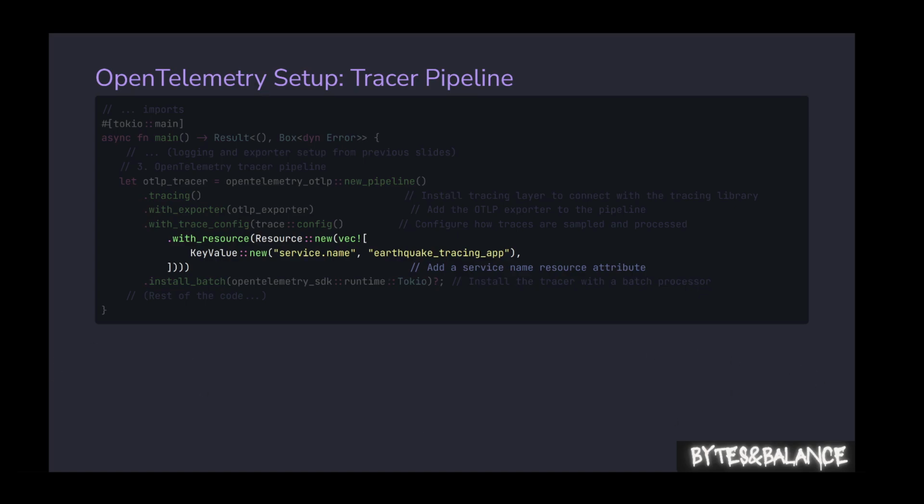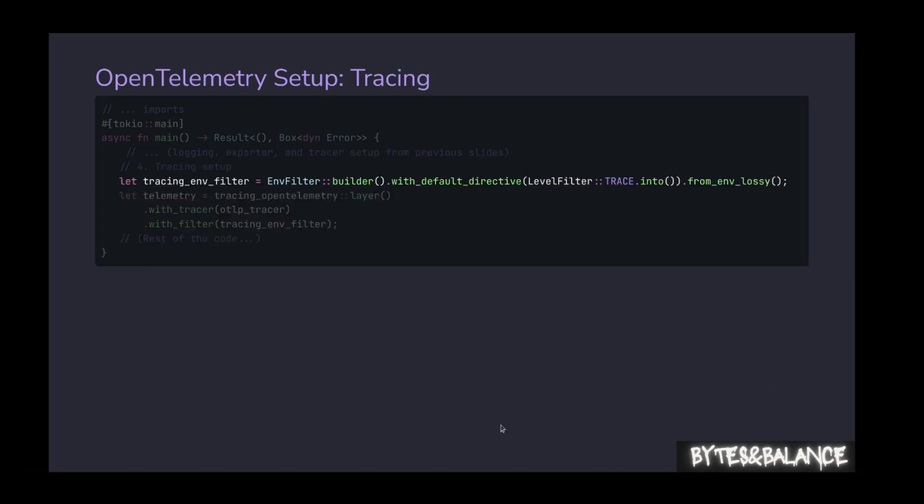Now we have finally the last line, install_batch, where we install the tracer provider with a batch processor. This means the tracer will collect multiple spans together and send them to the exporter in batches. That improves efficiency, obviously. I showed how to set up the tracing layer within our OpenTelemetry configuration. This layer is a crucial bridge between the tracing information generated by our Rust code and the OpenTelemetry ecosystem.